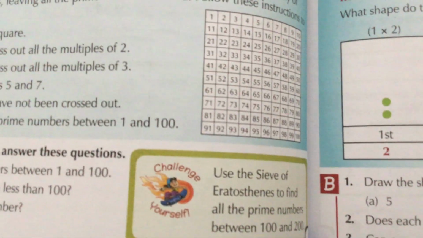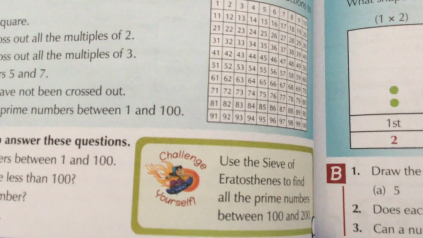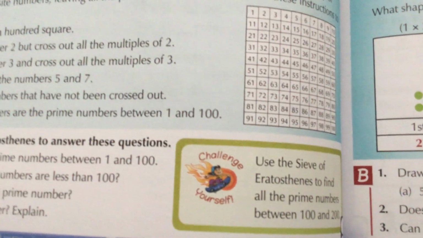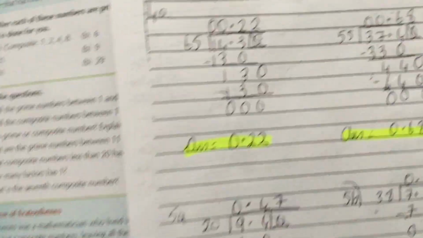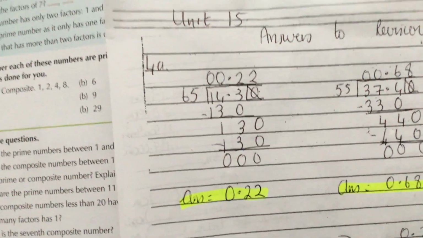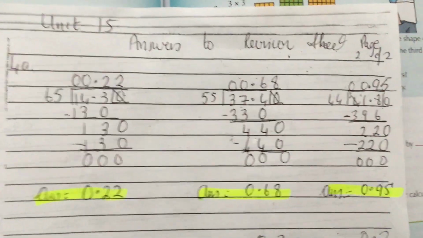And then you can use the sieve of Eratosthenes to find out all the prime numbers between 100 and 200 yourself. That's a challenge and extended activity for yourselves, guys. Now, I'm going to go back over, again, all the answers will be uploaded for you. And I'm going to go over 4A and B from last night, the answers to the revision sheet.